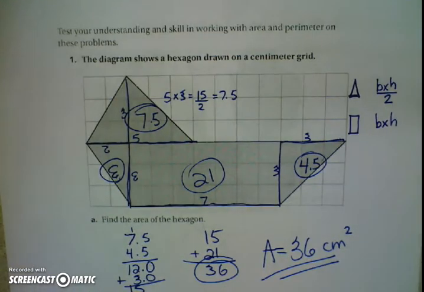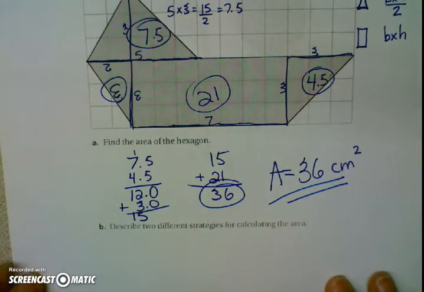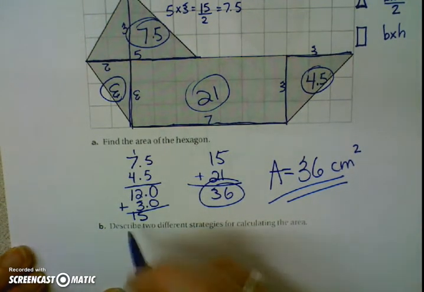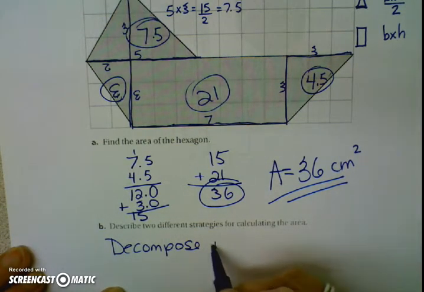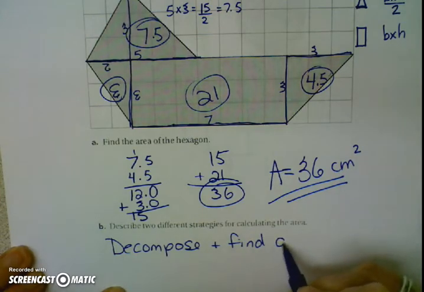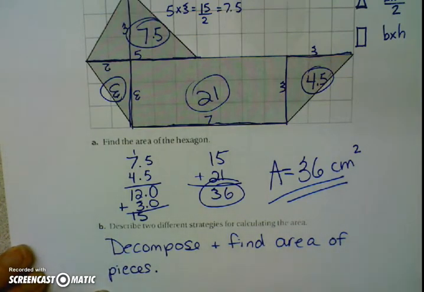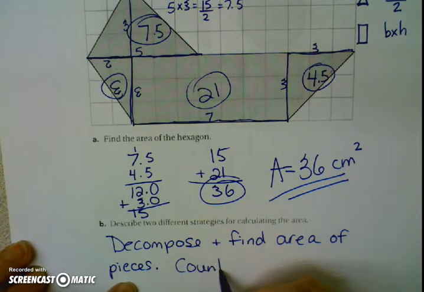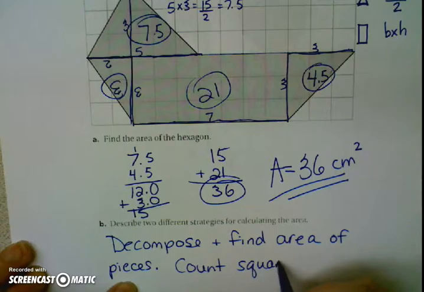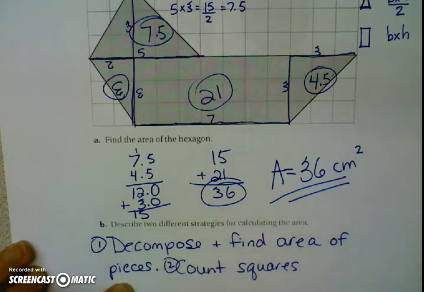The second question asks for 2 different strategies for calculating the area. My 2 strategies would be to decompose and find the area of the pieces. My second strategy, even though not very efficient, would be to count squares. So 1, I could decompose, 2, I could count squares.